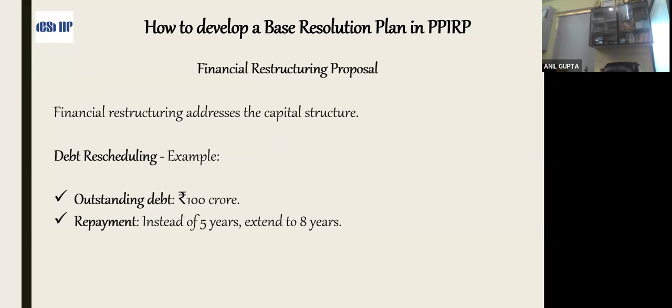Next, financial restructuring proposal. The financial restructuring addresses the capital structure. Debt rescheduling example: outstanding debt 100 crores, repayment instead of 5 years to 8 years. Here also sometimes the financial creditors say, 8 years is too much, you pay in 5.5 years, at the most 6 years, then I will get the approval from the appropriate authority. 8 years means my appropriate authority, they don't sanction. Like that, they will tell.